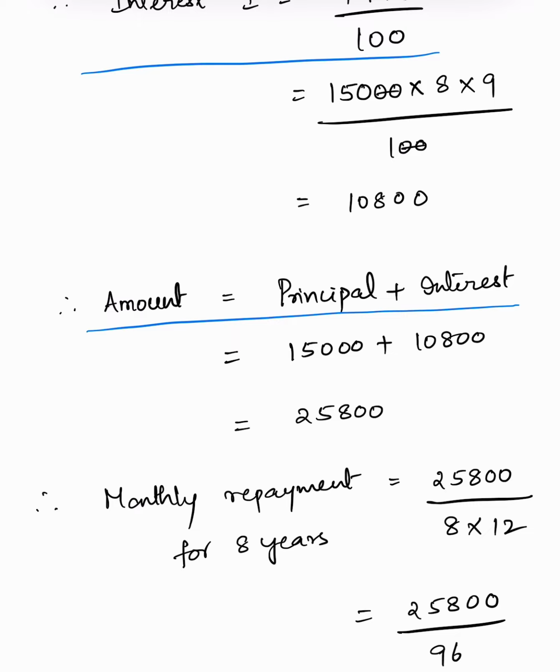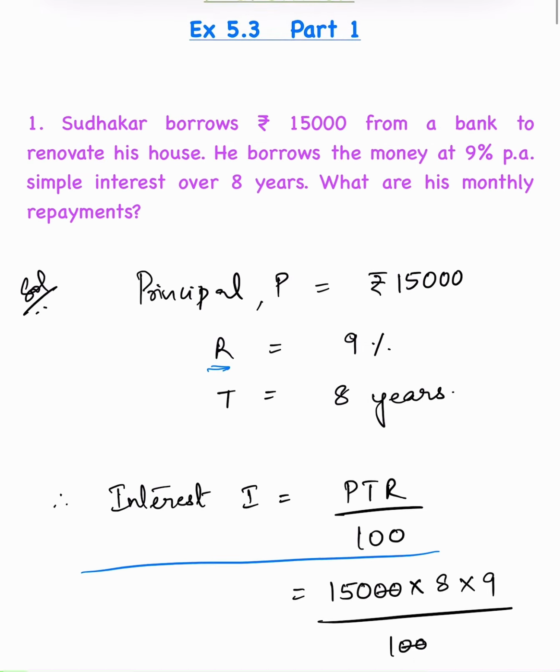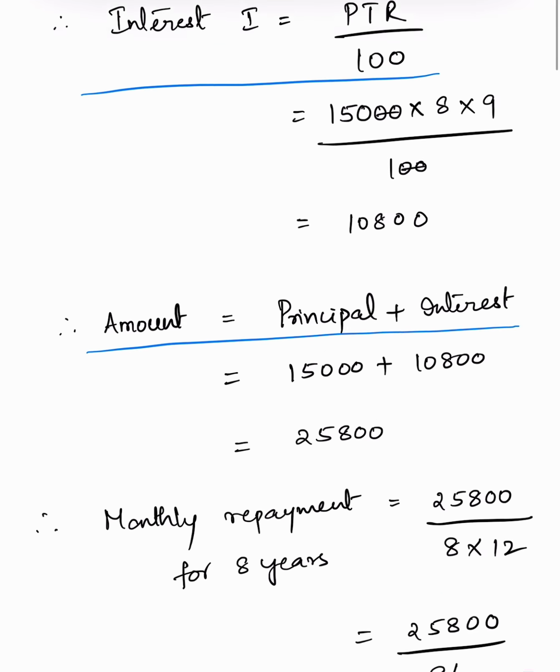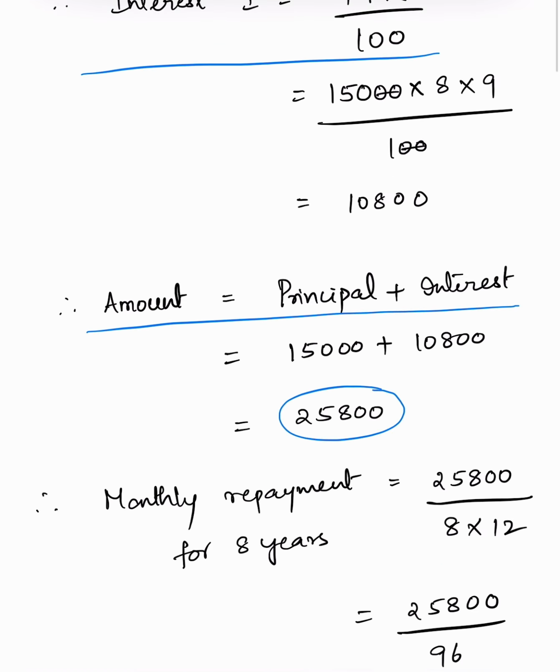What is the monthly repayment? For 8 years, he has to pay some amount every month so that this entire amount is paid. So the monthly repayment for 8 years will be 25,800 by how many months there are in 8 years. If one year has 12 months, 8 years means 8 into 12. So this amount has to be divided by the number of months to find the monthly repayment.